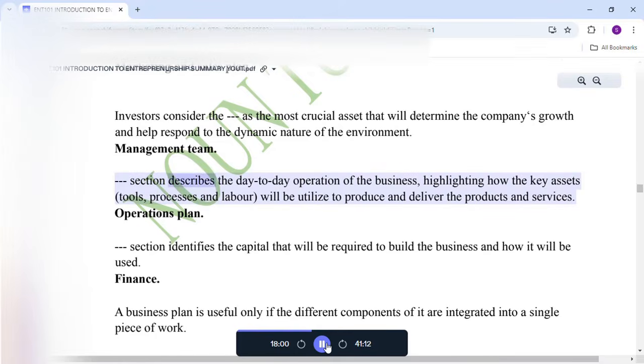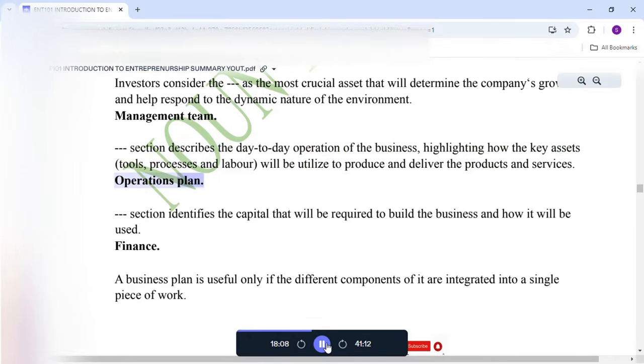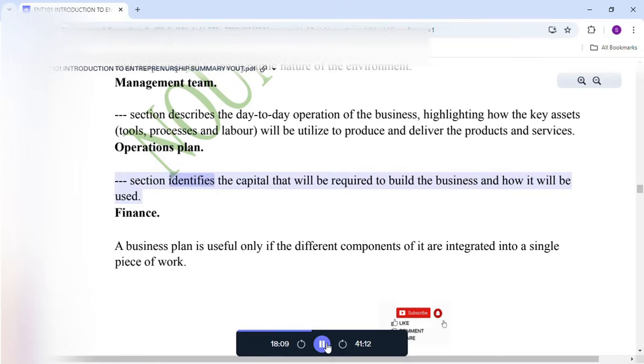Operations plan section describes the day-to-day operation of the business, highlighting how the key assets, tools, processes and labor will be utilized to produce and deliver the products and services. Finance section identifies the capital that will be required to build the business and how it will be used.